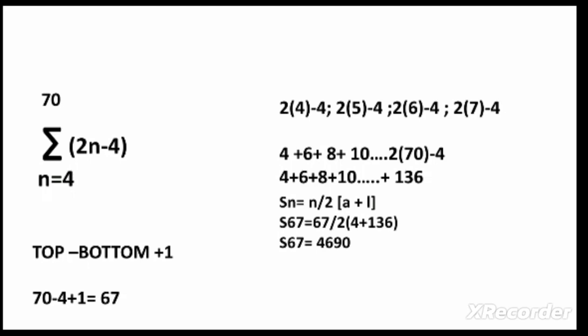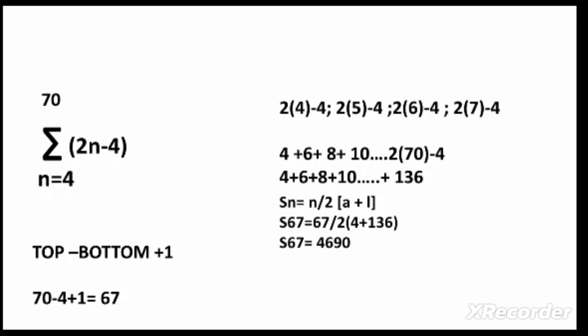We're given 70 at the top and 4 at the bottom. So if we substitute the 4, we'll get our first term. If we substitute 70, we're going to get our last term, right? So let's write them down: 4, 6, 8, 10, and then dots, and then the last term, 136. So 136 is our last term, but we don't know the terms between 10 and 136.